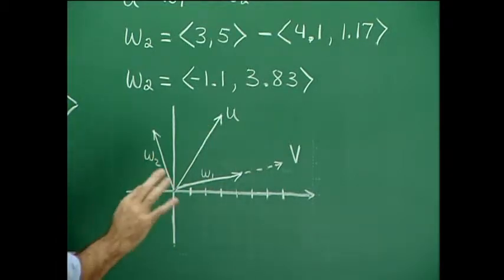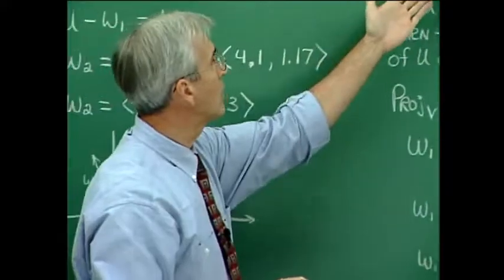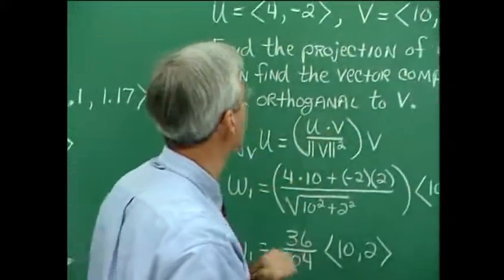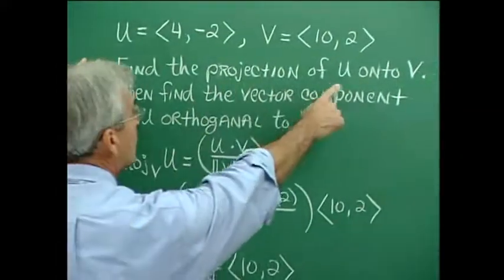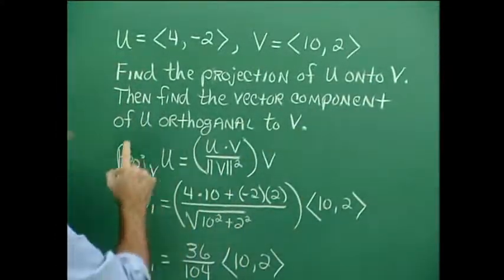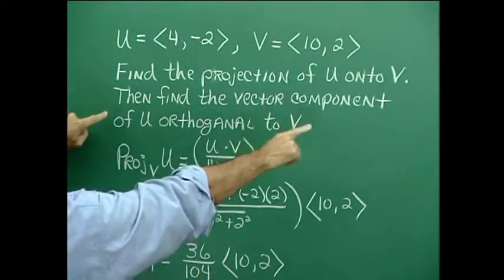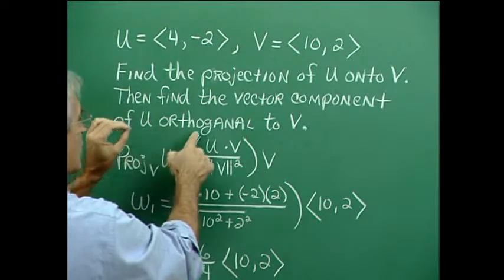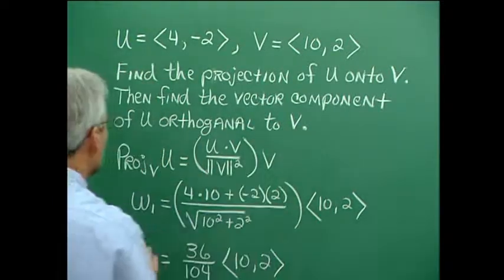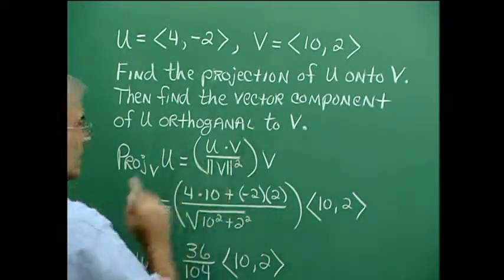Okay, let's go through it again. We have a u here of 4, negative 2 and a v of 10, 2. We want to find the projection of u onto v, and then we want to find the vector component of u, which is orthogonal to v. All right, the projection of u onto v.